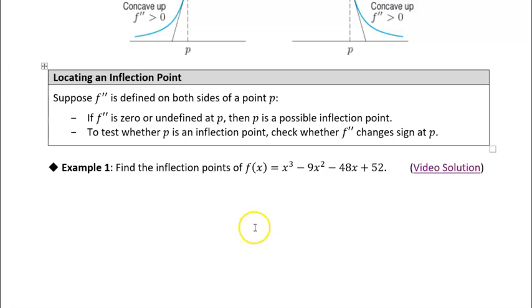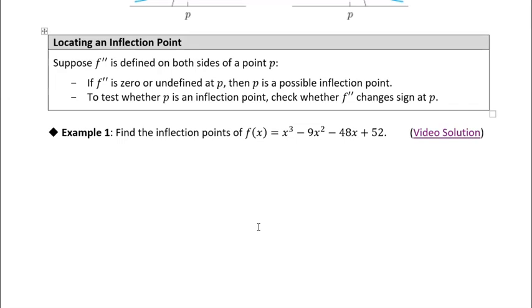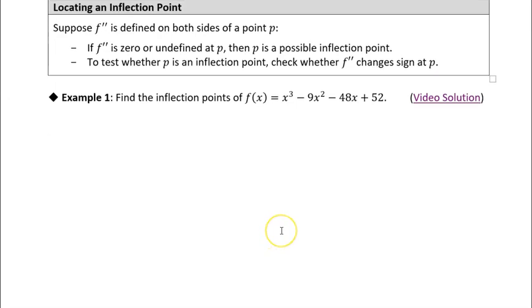So let's take a look at this first example. We have this function, and all we want to do is find the inflection points of this function. So let me scroll down just a little bit more. All right, so I need the second derivative. So first, I've got to find the first derivative, right? So let's take the derivative of this. So this is 3x squared minus 18x minus 48, right? That's the first derivative.